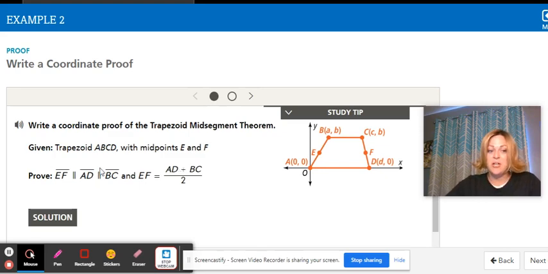To show that these are parallel, I literally have to find the slope of this segment, segment EF, and this segment down here, AD. So I need to find all 3 slopes. If I can find all 3 slopes and show that they are the same, like rise over run, then I have proven this first part. Then I go to EF, and I need to show that EF is the same as AD, which is down here, this length, and this length added together divided by 2.